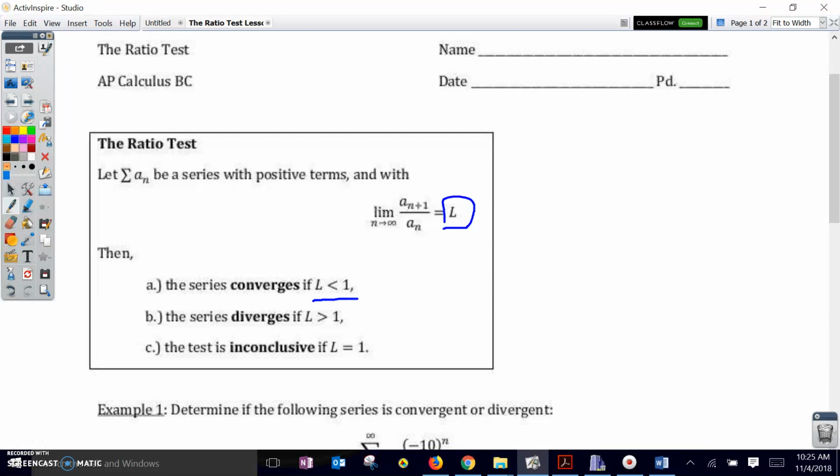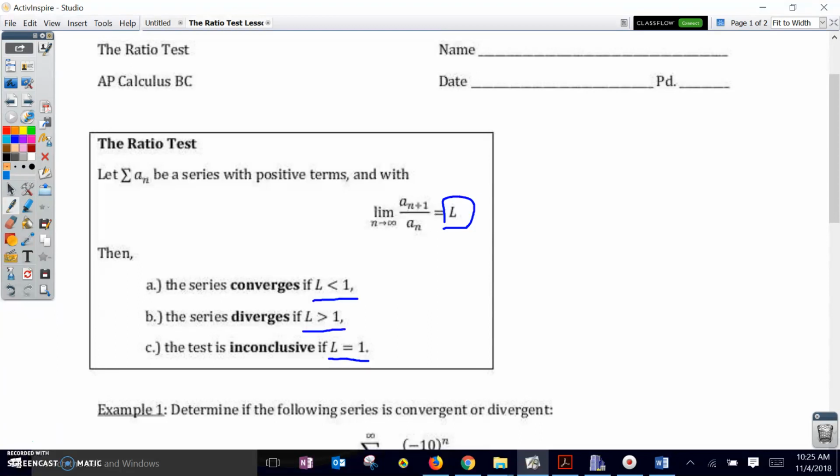If L is less than 1, the series converges. If L is greater than 1, the series diverges. And if L equals 1, the test is inconclusive. We can't tell whether it converges or diverges, and we're going to need to use another test to determine if the series converges or diverges.